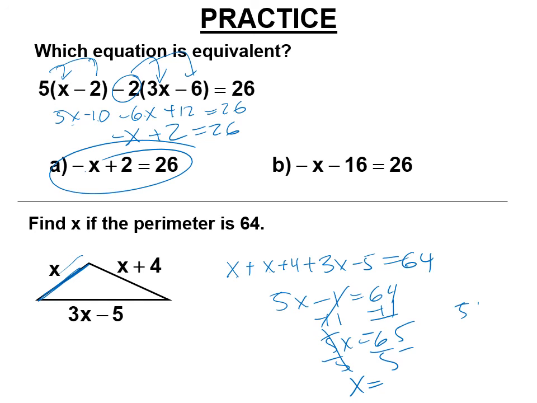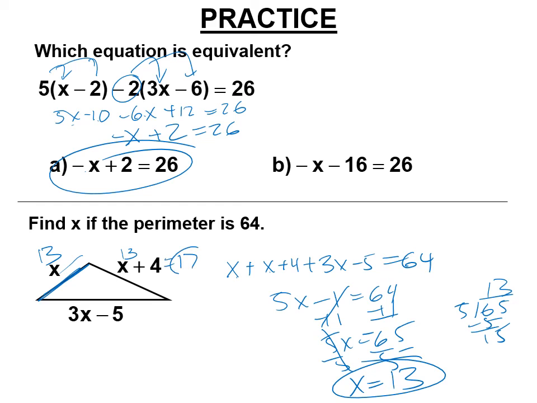5 goes into 6 once. 5 goes into 15 3. X equals 13. This side was 13. This side was, I didn't ask all this, but it's 17. This is how you could check your work. This is 3 times 13, which I think is 39. And 39 minus 5 is 34. And those three numbers better add up to 64 if I did this correctly. And that's how you could check your work.